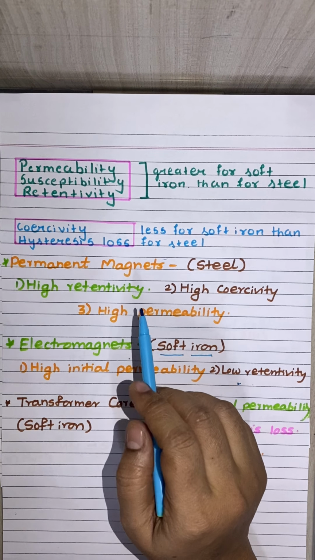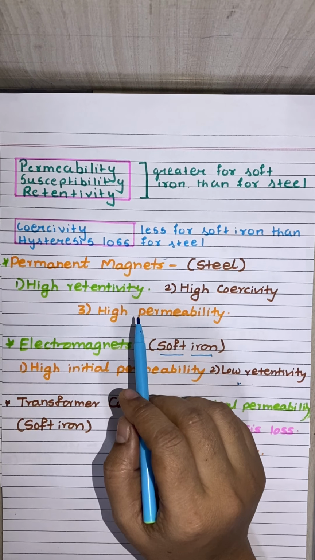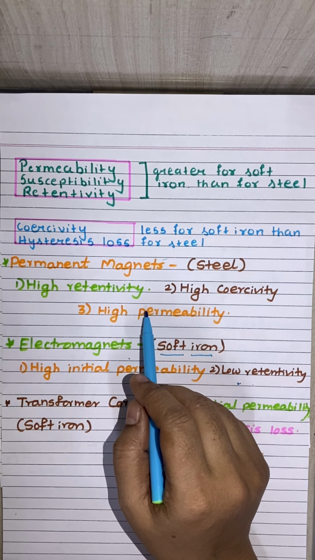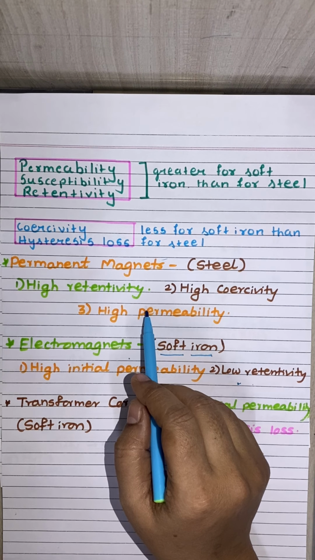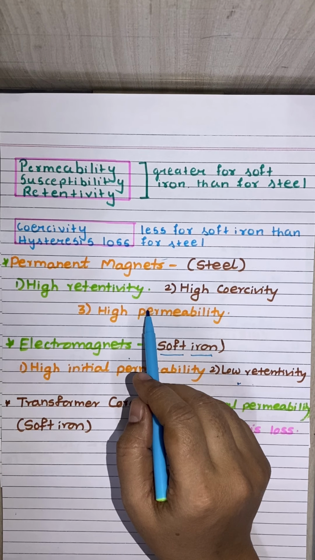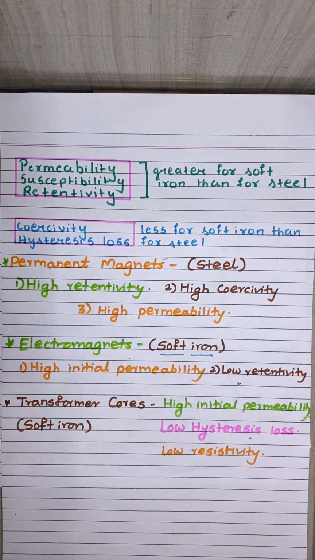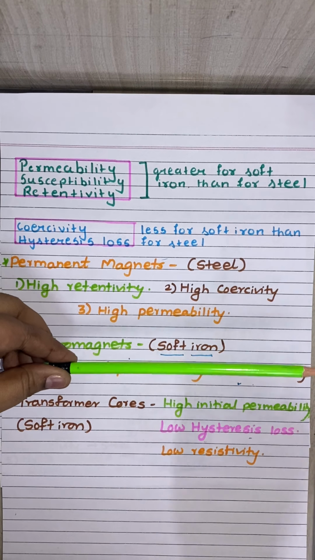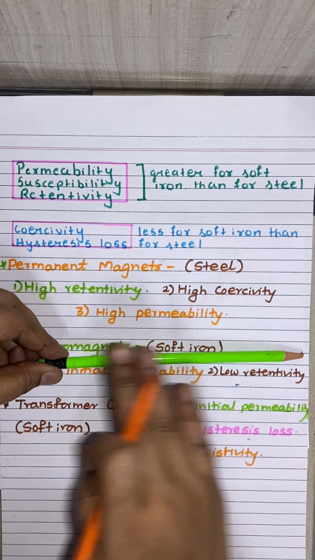A hard ferromagnetic material such as steel can be converted into a permanent magnet by the following methods. First, hold the steel rod in the north-south direction and hammer it repeatedly. Second, hold the steel rod and stroke it with one end of a bar magnet a number of times, always in the same sense. I think we studied this in the 6th or 7th standard. Suppose this is a piece of steel and I want to magnetize it.